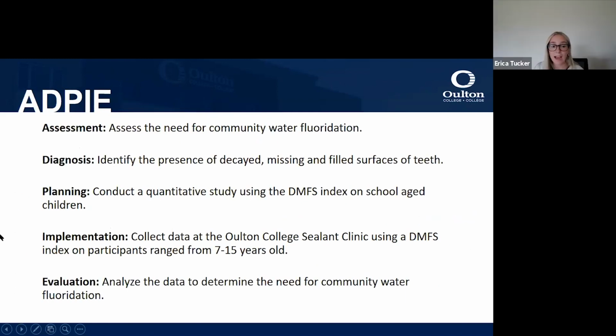All right, so as for our ADPI, our assessment was to assess the need for community water fluoridation. Our diagnosis was to identify the presence of decayed, missing, and filled surfaces of teeth. And our plan was to conduct a quantitative study using a DMFS index on school-age children. Implementation was to collect data at the Oulton College Sealant Clinic using a DMFS index on participants that ranged from 7 to 15 years of age. And for our evaluation, we would analyze this data to determine the need for community water fluoridation in relation to the results that we found.